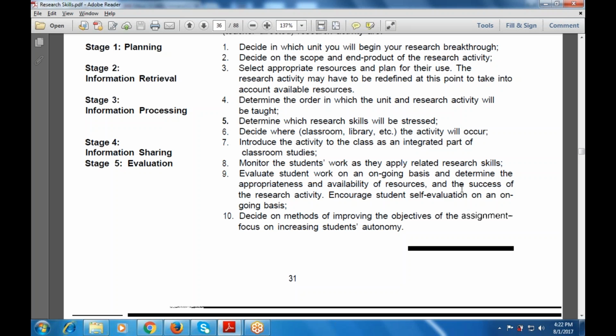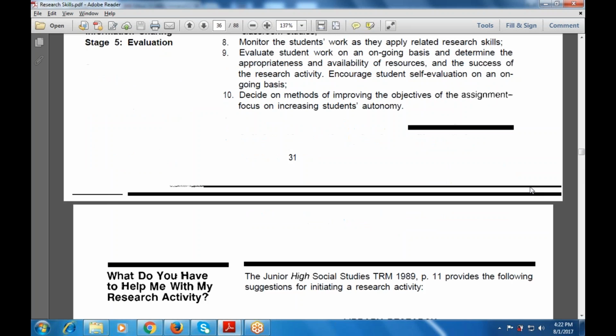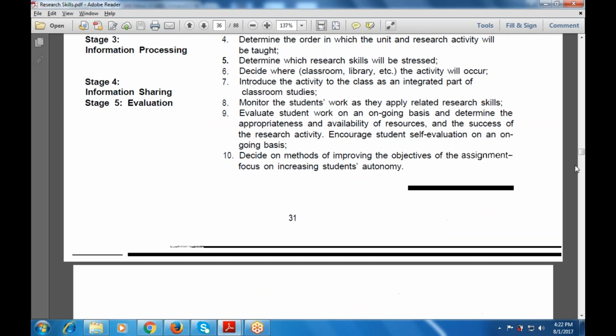Then decide on the methods of improving the objectives of the assignment. Focus on increasing the student's autonomy, whatever student autonomy criteria will be used to improve the various methods and the objectives of the assignments. That is stage number 5. So these are the 5 stages in which curriculum will be developed for the internal stage. So just read it out, and if there is any doubt, then please clarify the doubt.